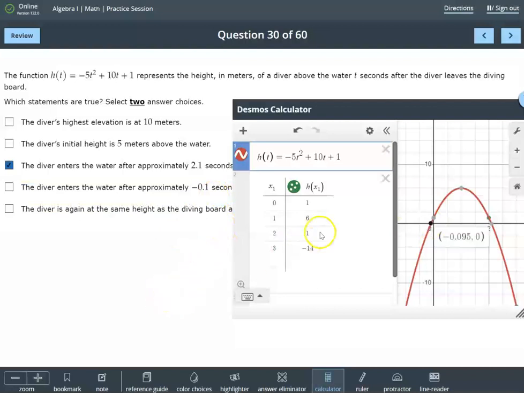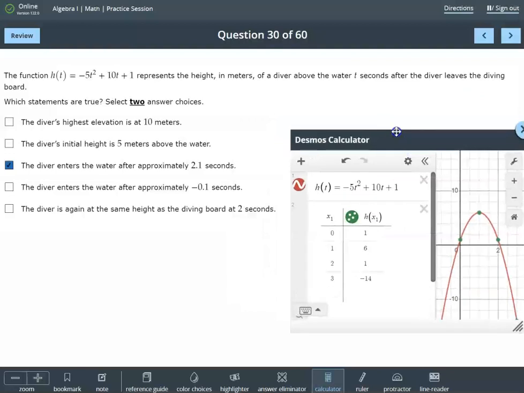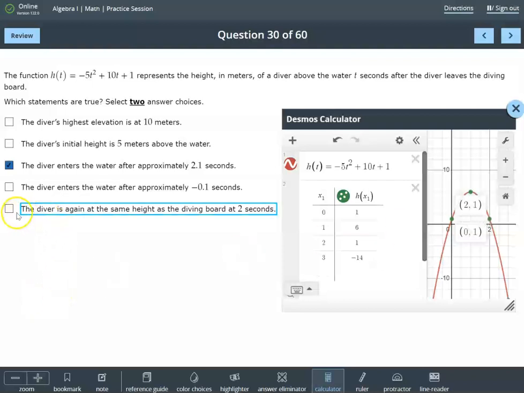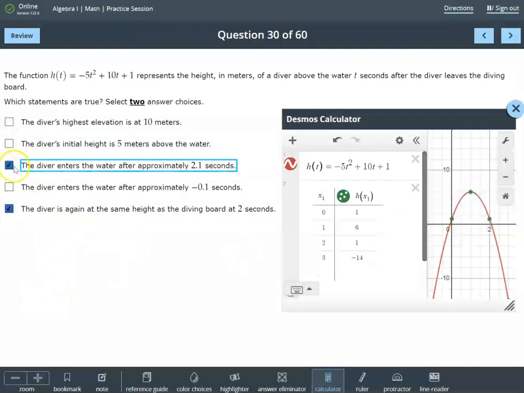And then it says the diver is again at the same height. Let me move this over. As the diving board at 2 seconds. Well, the diving board is where they started. That's 0, 1. And at 2 seconds, they're back at the 1. So that is also correct. The correct answers were the third answer and the last answer.